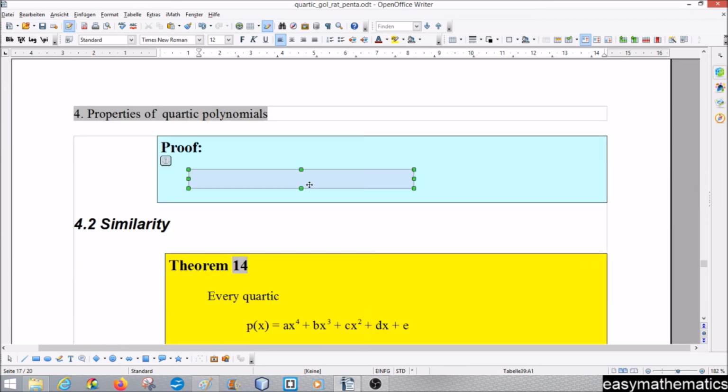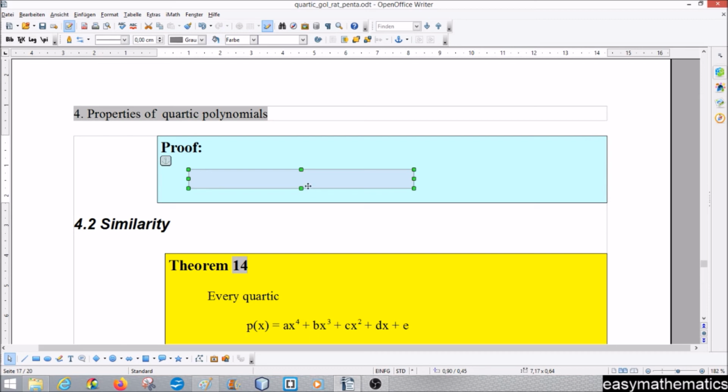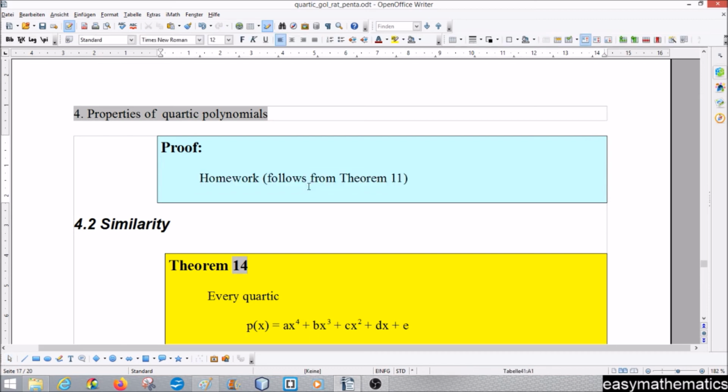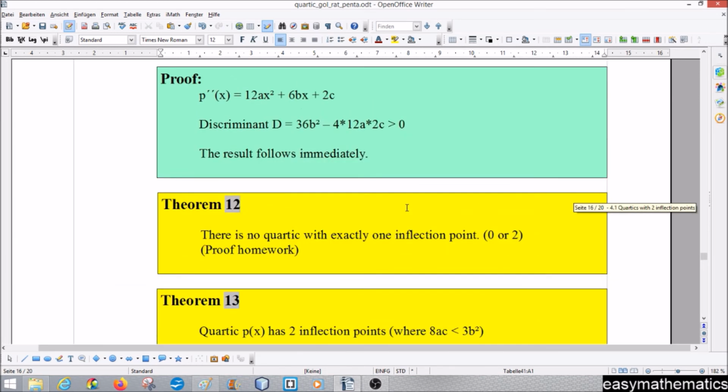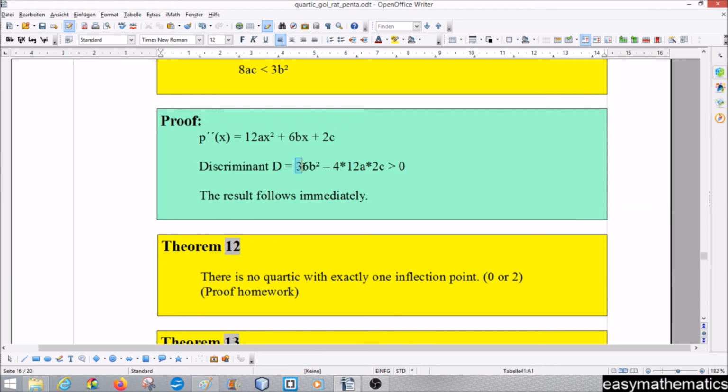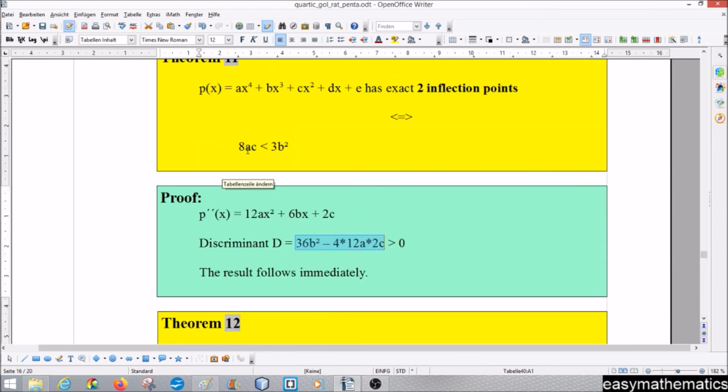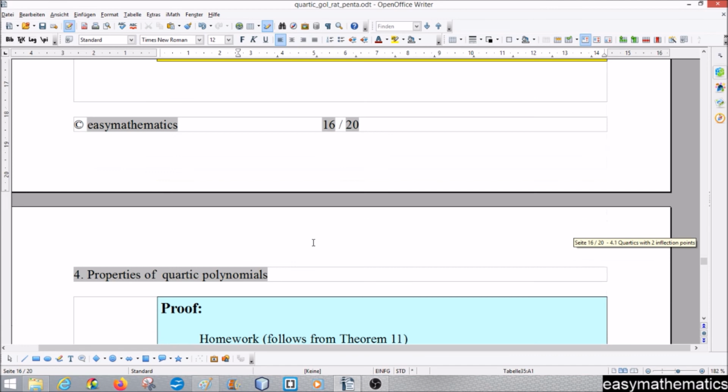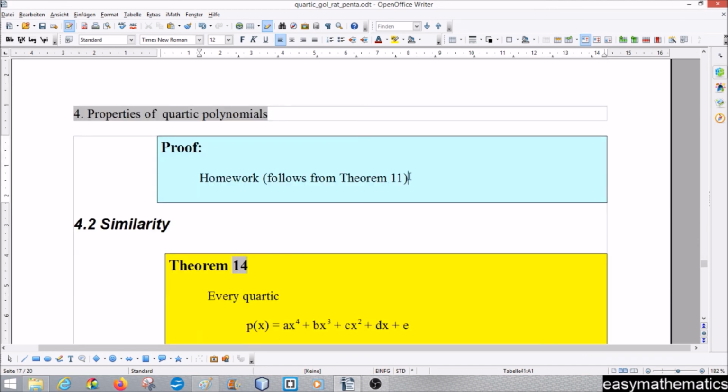We prove this, and the proof, you see, is quite simple. It's a homework, and it follows from Theorem 11. Okay, so take care of this discriminant. So you will use this equation, you will use this inequality, and if you move things around in a helpful way, you get this result immediately. Okay, nice.